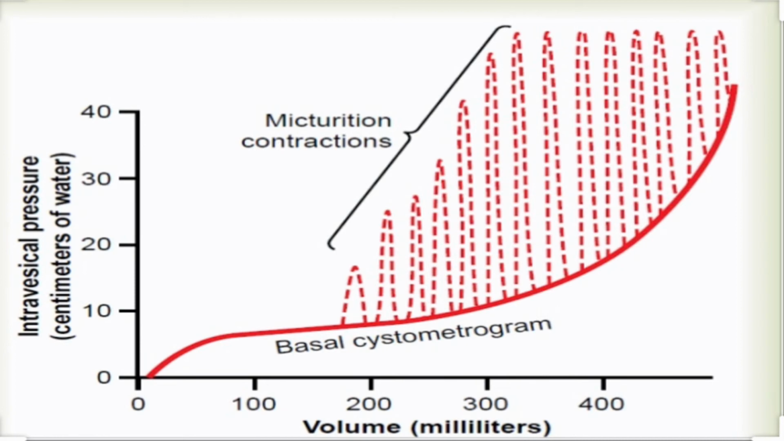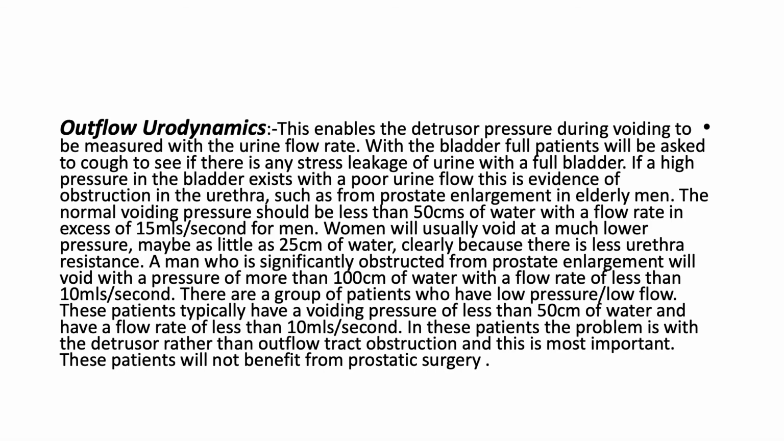The basal cystometrogram, and these are the micturition contractions. We see here the intravesical pressure in centimeters of water, and the volume which is voided. We have also another urodynamic study which is called outflow urodynamics. This enables the detrusor pressure to be measured during voiding.